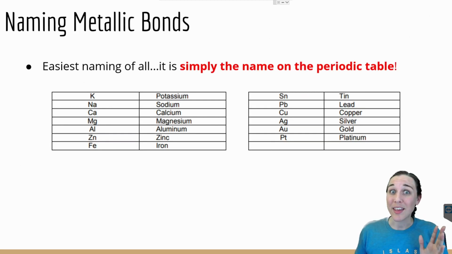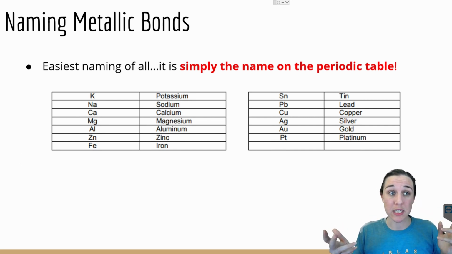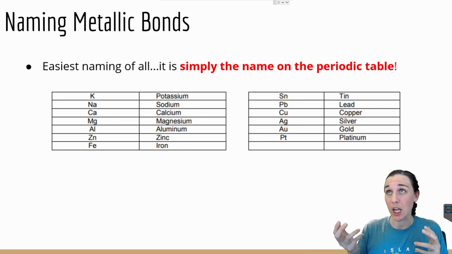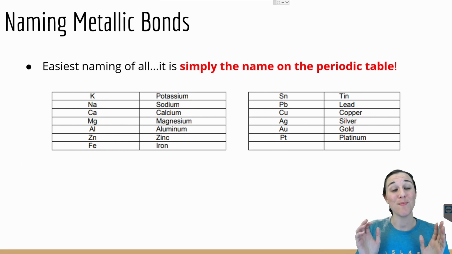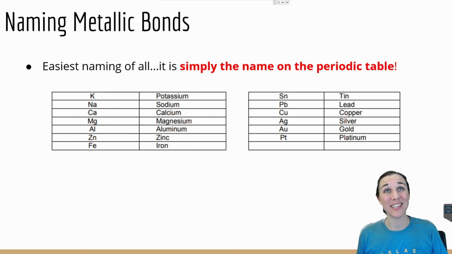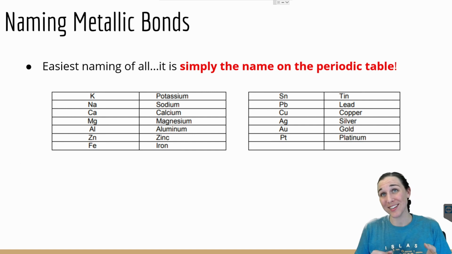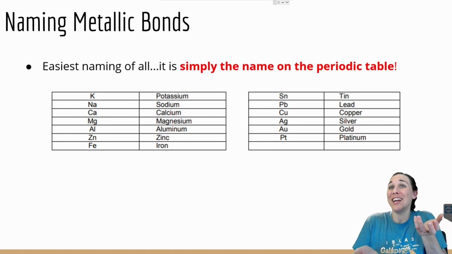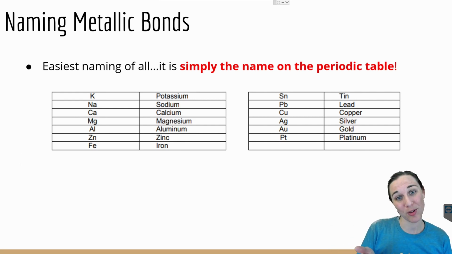I know you've got to be thinking to yourself, well, how do we name these bonds, Mrs. Duck? Because covalent and ionic bonding had a lot of complicated naming schemes just to figure out how to name them. Well, you're in luck. The metallic bonds are the easiest to name of all. You just simply give them the name that's on the periodic table and done. So for example, K is potassium. It's not potassiumide. It's not sodiumide for Na. It's just sodium. It's just calcium, just magnesium, just aluminum, just zinc, just iron, and you're done. So there's no special naming scheme or rules here. Just look at your periodic table and that's its name.